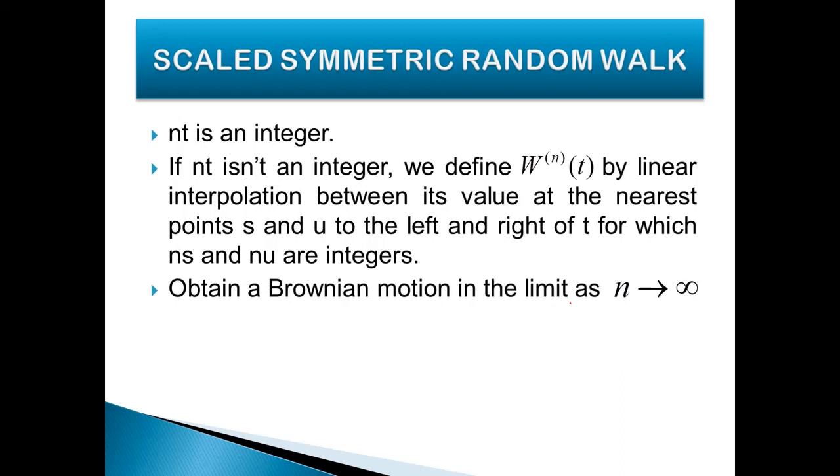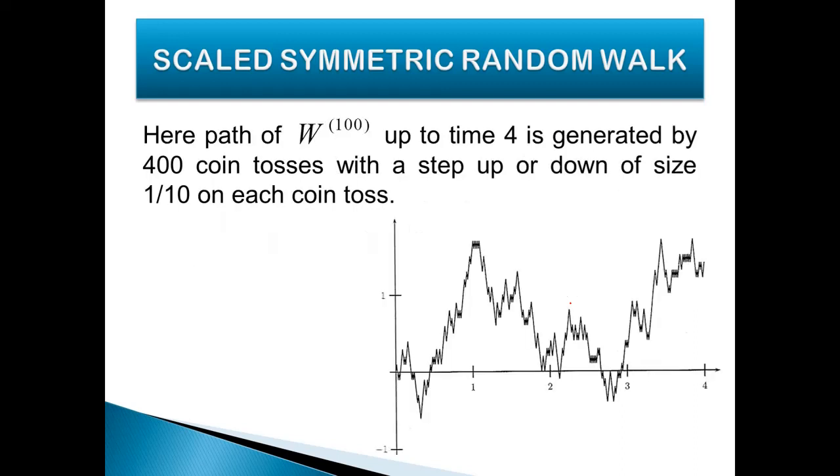So this is a nice picture. You can see it is W100. It is a part of W100 up to time 4, generated by 400 coin tosses with a step up or down of size 1 over 10 on each coin toss. The time is actually 4, but with the scaled symmetric random walk, 400 coin tosses are involved.